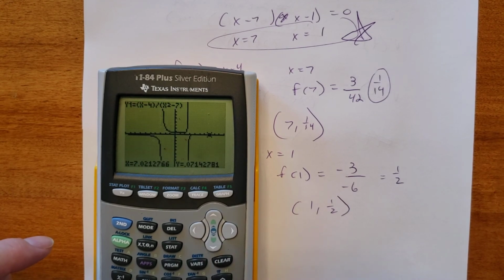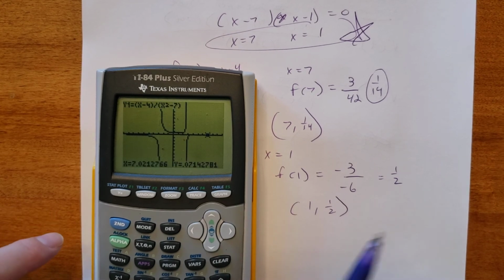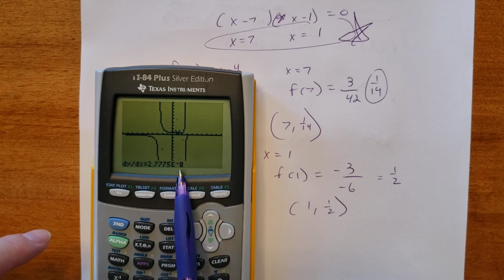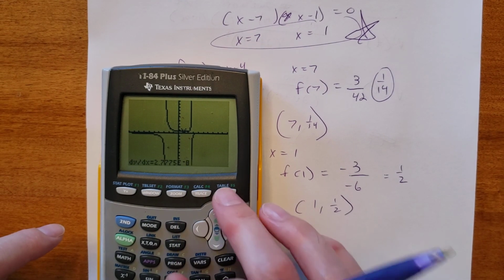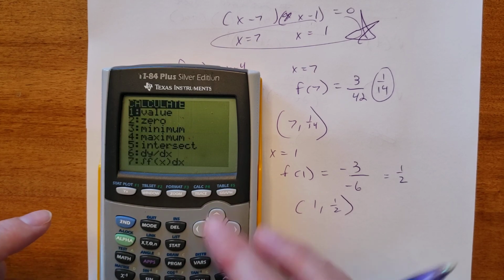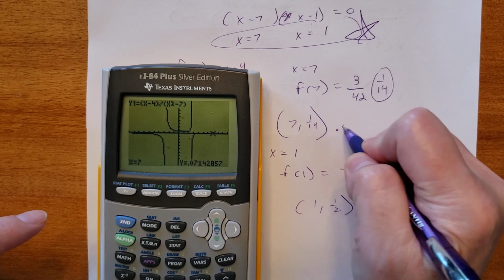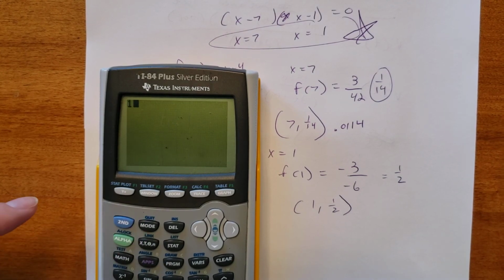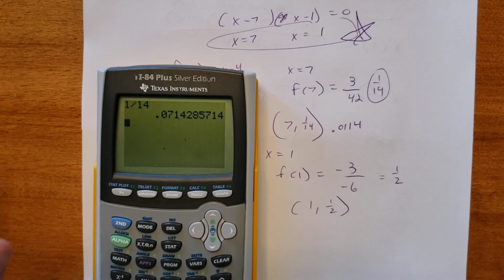And then trying it again at the other number, which was 1, you also get the derivative 0. Again, a super small number, which means 0. And then on the actual graph, we can check our values. Our value at 7 is a really small number, 0.0714. Let's see here, 1 divided by 14 is 0.0714. So anyway, we did them right.